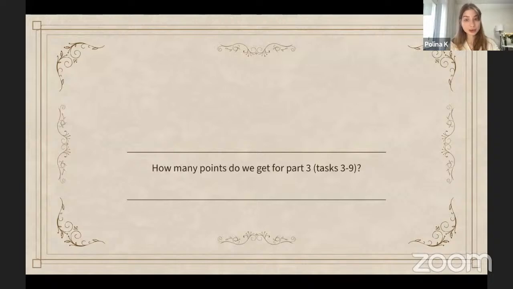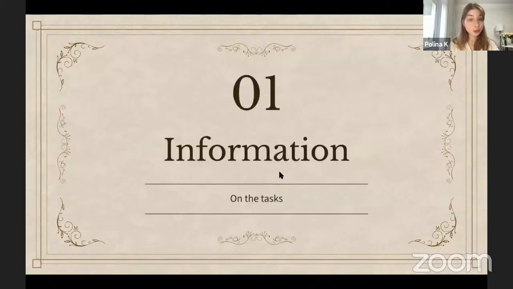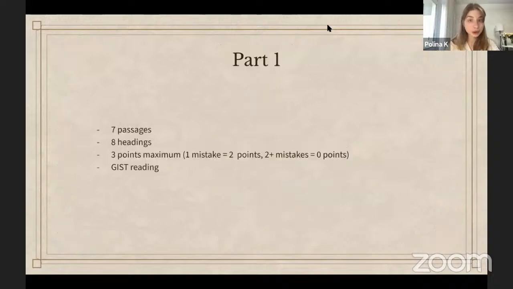What about tasks? Not 3.9, but 12 to 18.7 points. Yeah, that's it. Here we get 7 points. Okay, moving forward to the information on the tasks. Let us start with the very first one.